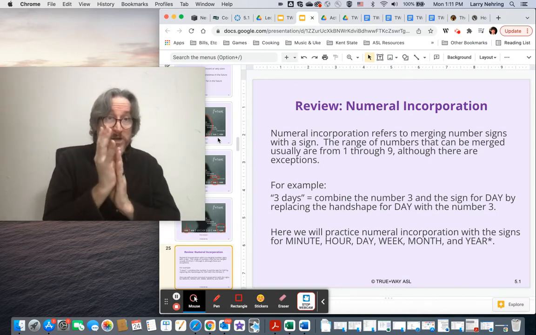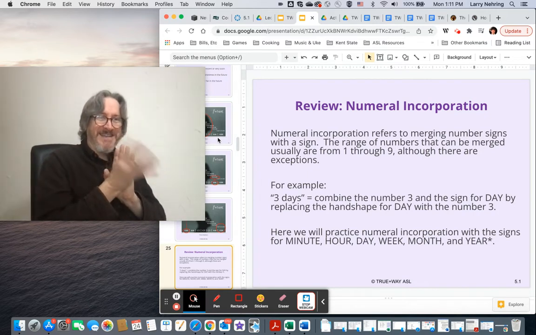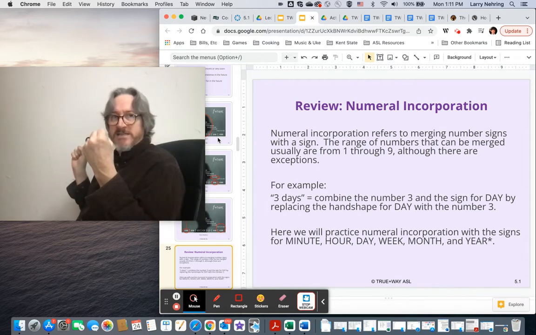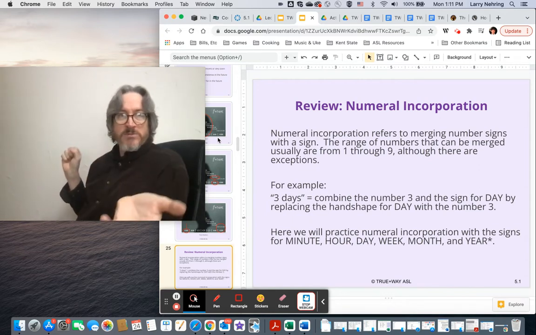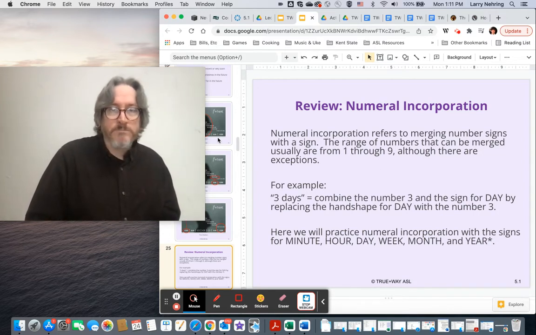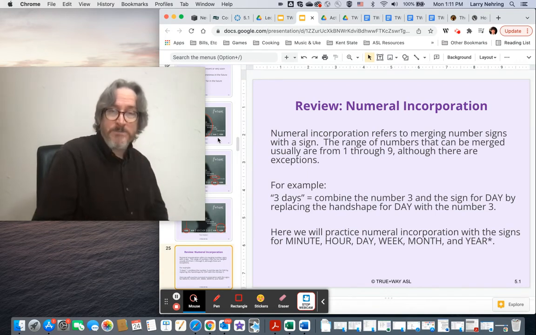Now, when we're recording a video, do something that True+Way doesn't do. Try to make sure that we can see what the number is. I know in True+Way, sometimes they sign like this to the side and it's impossible to see the handshape. Be better than True+Way. Okay. So always make sure when you're recording on a video that we can see what the handshape is, 9 minutes.